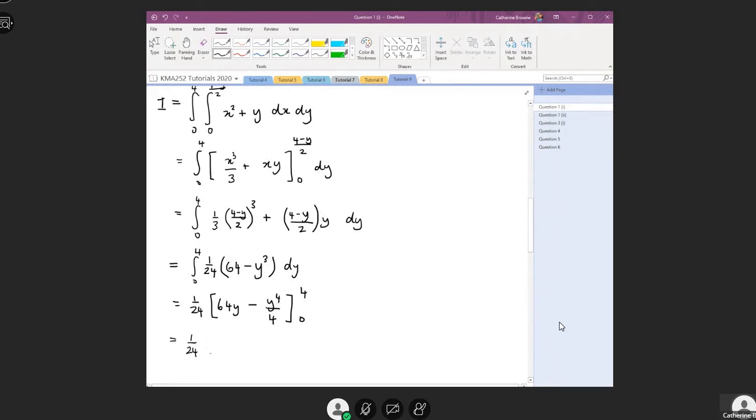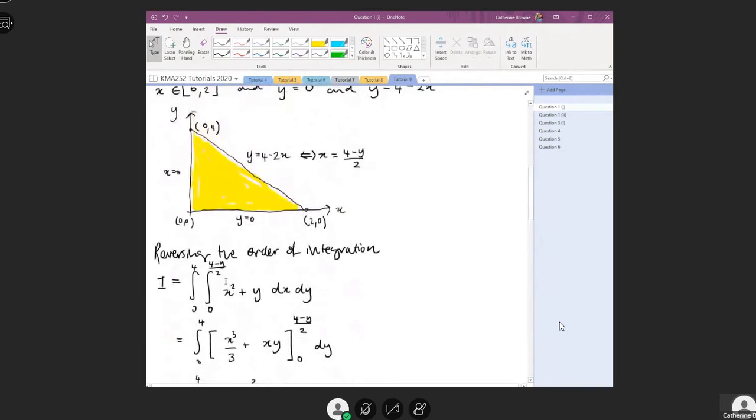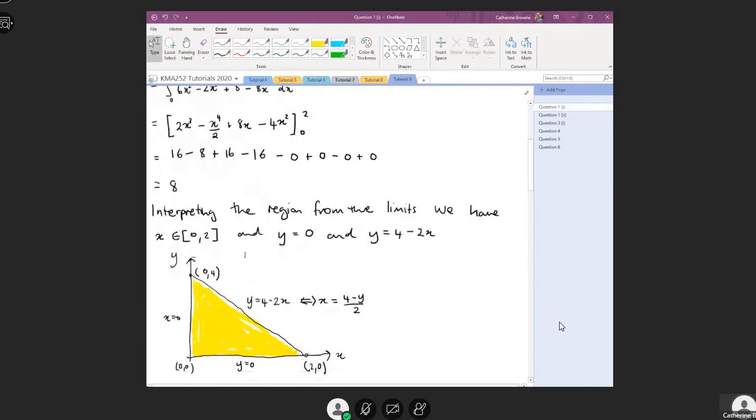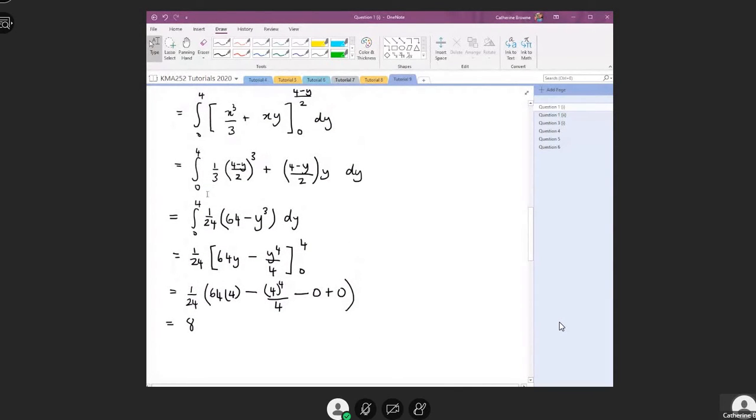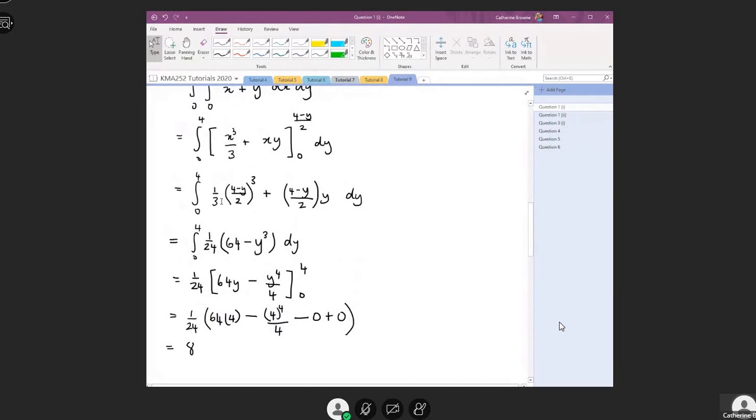And then if I compute that at the limits, I get 64 by 4 minus 4 to the 4 on 4 minus 0 plus 0. And if I sub all those numbers in, I get 8, which is what I got before, which is what we expect. So if you're not getting the same answer, you know that you've done something wrong, and I'd try and work out where you've made your mistake.